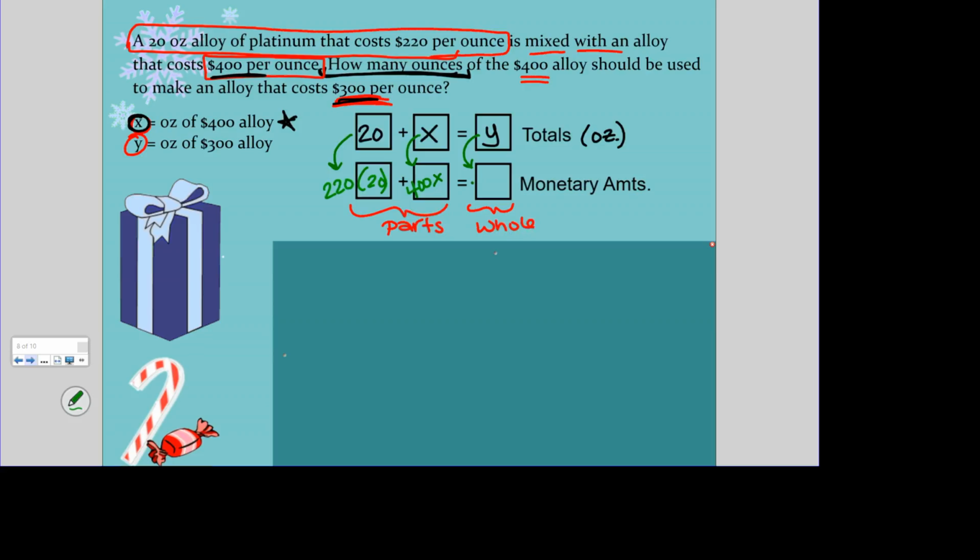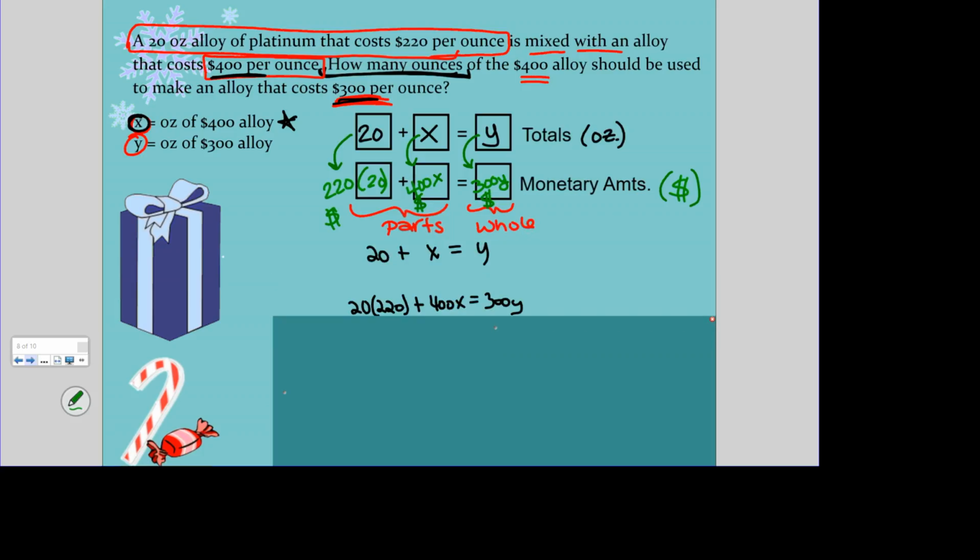And then for the total, we're doing 300 times the Y, the amount that we, again, don't know there in the total. But we do know how much each of these should cost per ounce. So each of these gets multiplied by a dollar amount. Okay? And now those are our two equations. All right, from here you can solve it. When you're ready to check, click play after pausing, and we'll check our answers together.